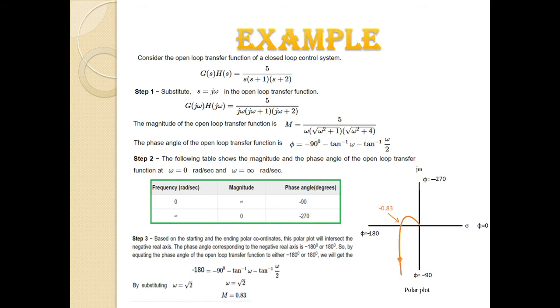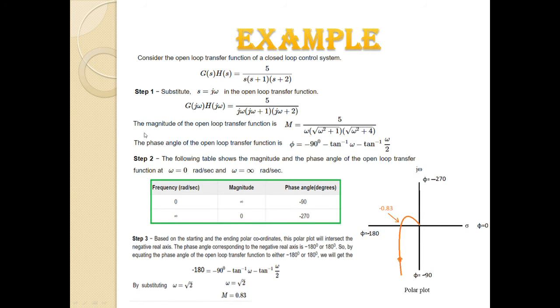Let us take another example where the open loop transfer function is given as G(s)H(s) equal to 5 by s into (s plus 1) into (s plus 2). Here also H(s) is 1, and it is a unity negative feedback. If nothing is mentioned, then we consider the feedback to be unity negative feedback. Here we put s equal to j omega. So G(j omega) H(j omega) becomes 5 by j omega into (j omega plus 1) into (j omega plus 2).